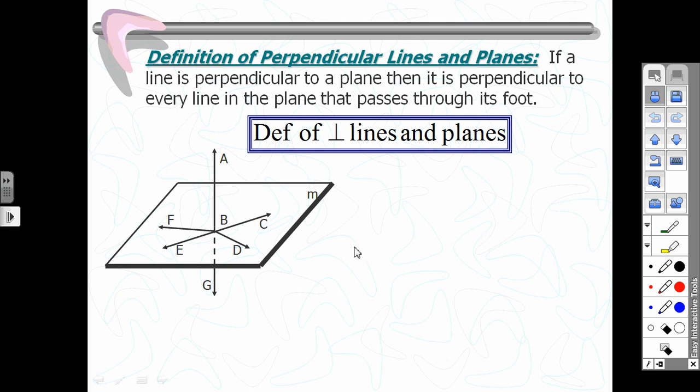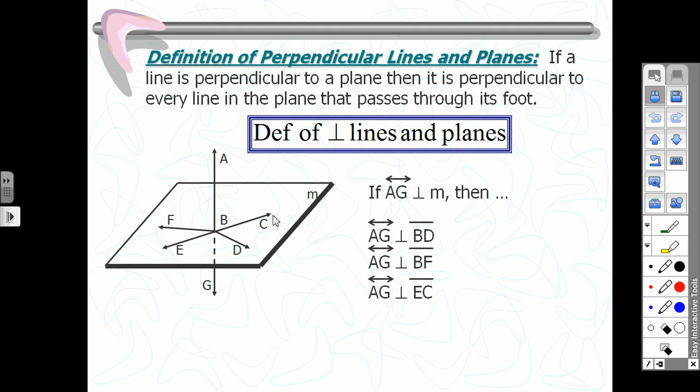Okay, so in this example, if I knew, like it was given to me, that line AG is perpendicular to plane M, then I would be able to say that AG is perpendicular to line BD or segment BD, whatever you want to call it. I also know that AG is going to be perpendicular to BF, so this one, and it's also perpendicular to this entire line EC because EC passes through point B, which is the foot. And the reason that you would be able to say any one of these in a proof would be by the definition of perpendicular lines and planes.